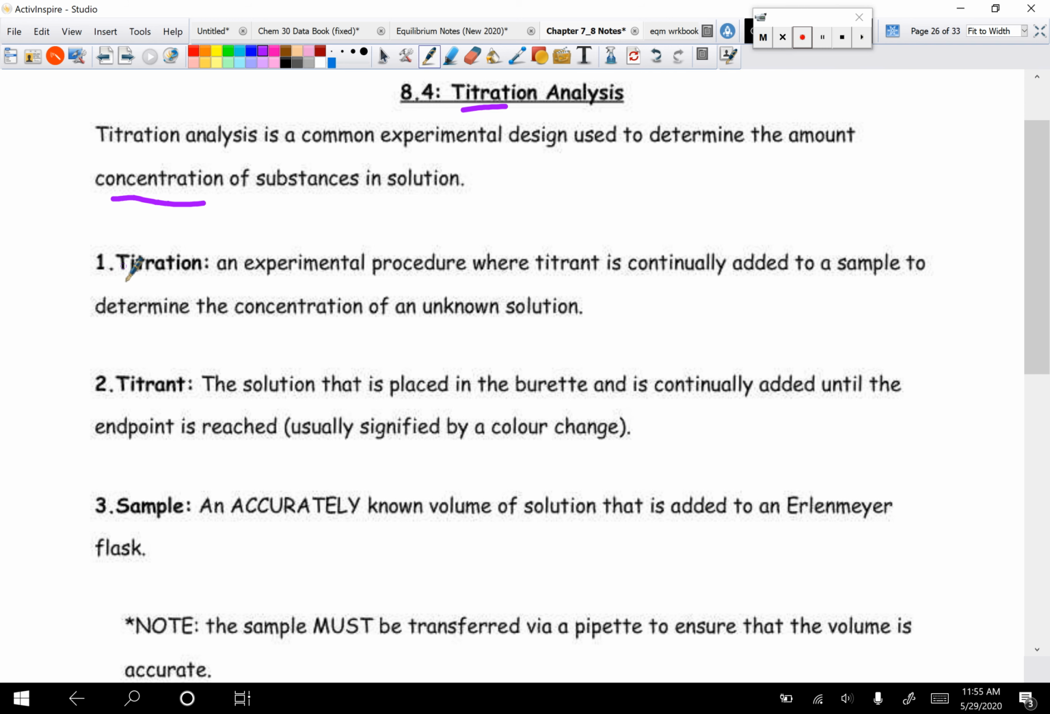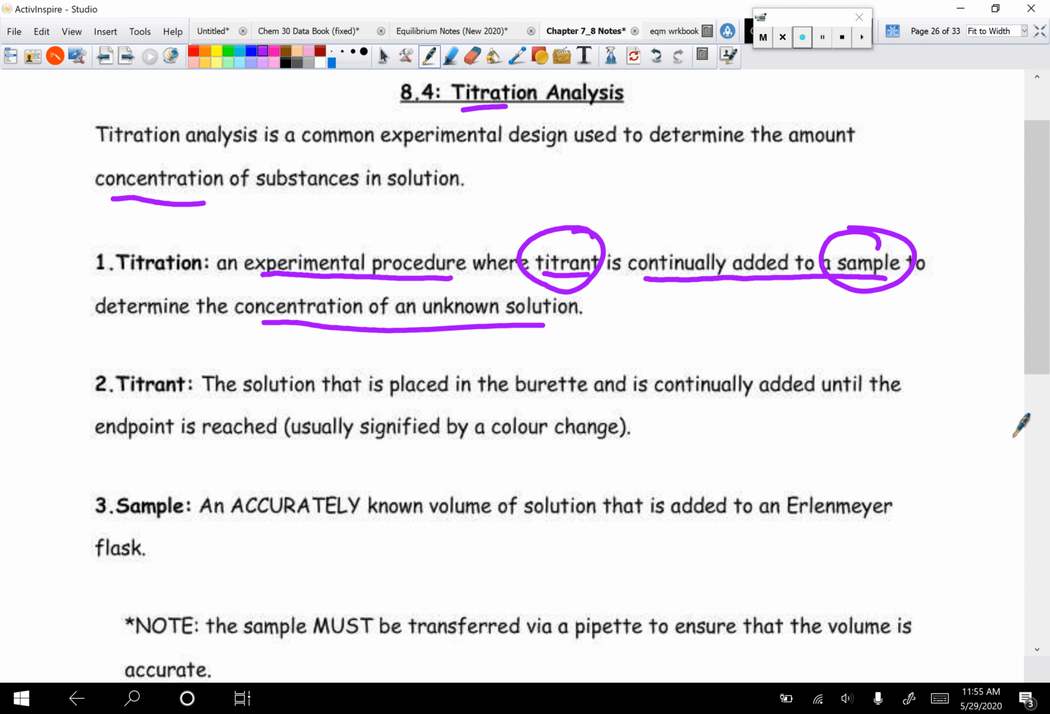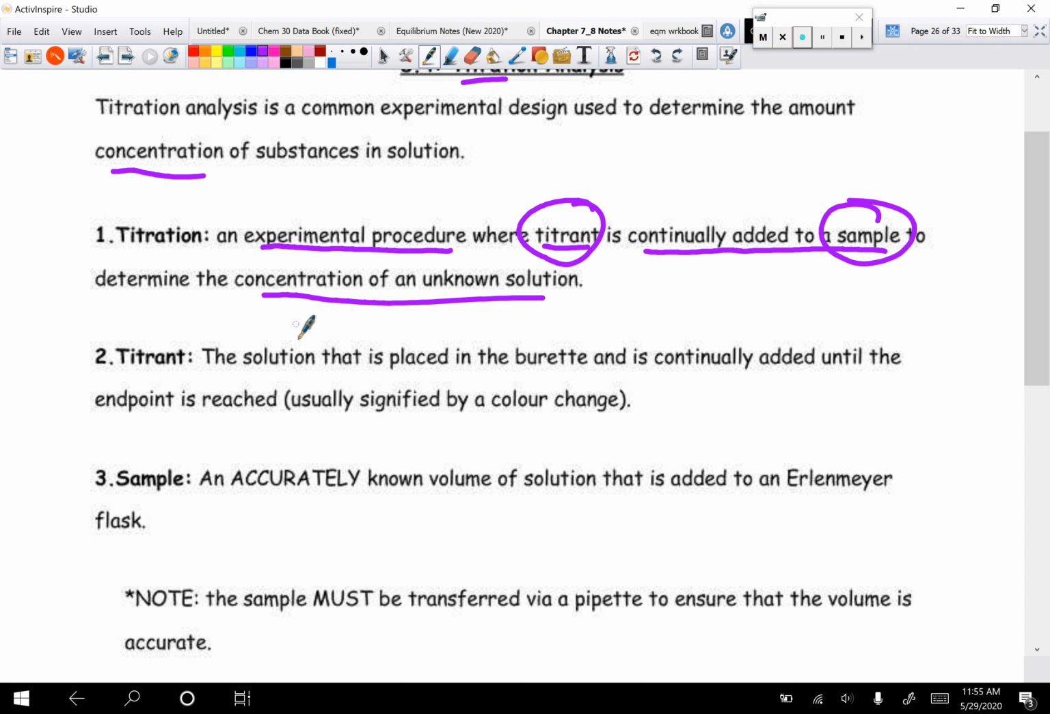As we have right here, we have a bunch of definitions. A titration is the experimental procedure where the titrant is continually added to a sample to determine the concentration of an unknown solution. So of course we have two new words here that we're just going to break down for you. What is a titrant and what is a sample? Well, the titrant, we have the definition right here, is a solution that is placed in the burette.